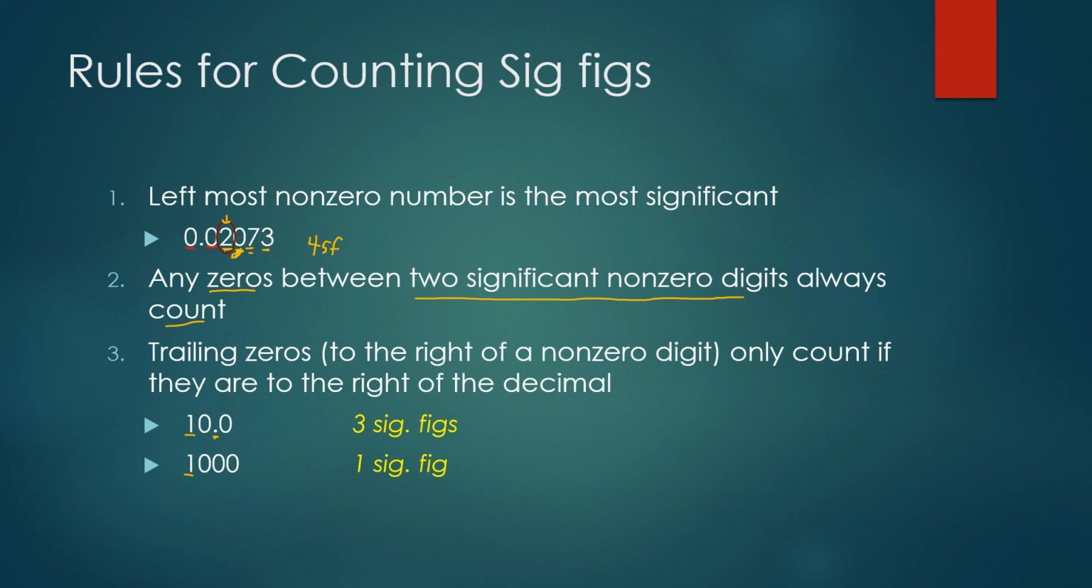So that's why in this first example, 10.0, all three significant figures count. We have a total of 3 significant figures in that number because there is a decimal point present. In the next problem, we have 1,000. Okay? How many significant figures in that number? Well, there's just one. But why? Because there is no decimal. So in order for zeros to count after your first non-zero digit, there needs to be a decimal point.